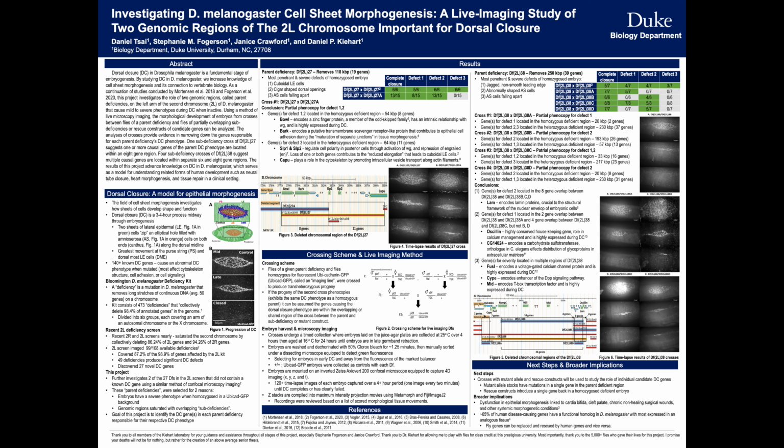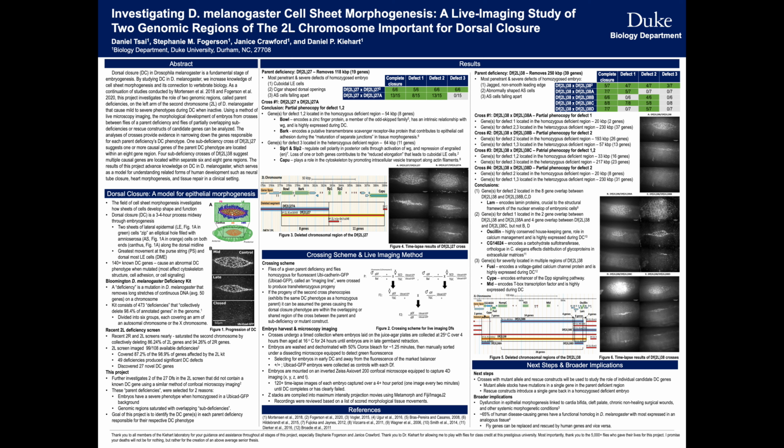Dorsal closure is a 3 to 4 hour process midway through embryogenesis in D. melanogaster involving 2 sheets of lateral epidermal cells zipping an elliptical hole filled with amnioserosa cells on both ends along the dorsal midline of the embryo. I use DC as a way to illustrate cell sheet morphogenesis in D. melanogaster, which shows many processes at the molecular, cellular, and tissue level with humans.